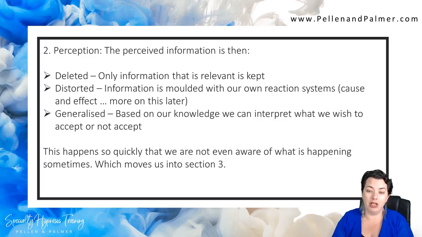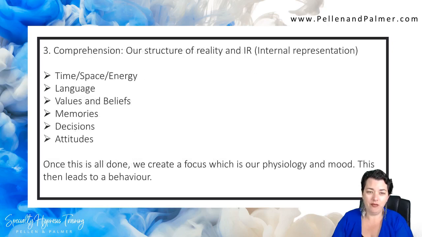There are many situations in life where something has happened and you just generalized it and went, no, such and such wasn't there. But then when you actually went back into the memory and thought about it, you realized, oh, they were there. That's because you deleted the information, you distorted it, then you generalized it based on what you already know. And this happens so quickly that we're not even aware of what is happening sometimes, which moves us on to section number three.